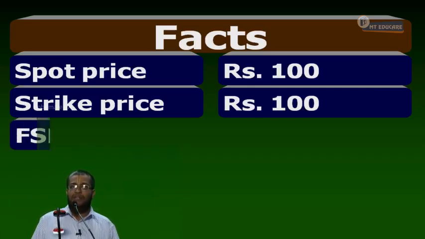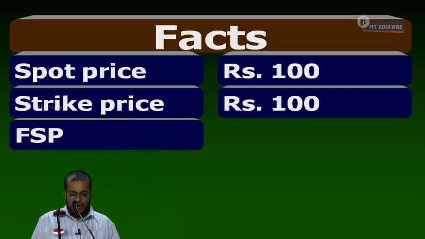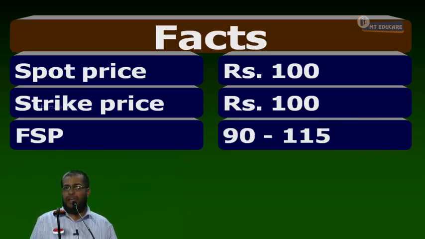Can I proceed? Now, FSP. What is the future spot price? Tell me what is the future spot price. It can be 90 or 115. Can it be 90 to 93? No. It is not 90 to 115. It is what? 90 or 115.